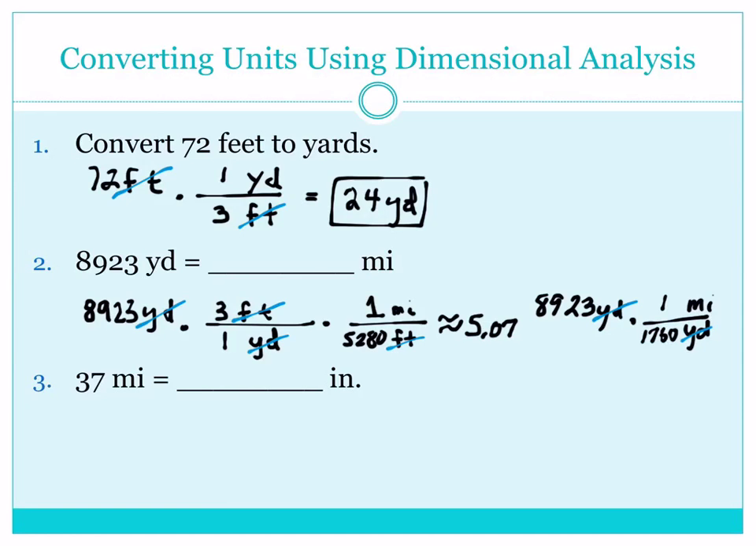5.07. 5.07 what? Miles. And we do need the MI. Don't just put M. M means meters. So we'll do MI, or you can write out the word miles. That's fine too.